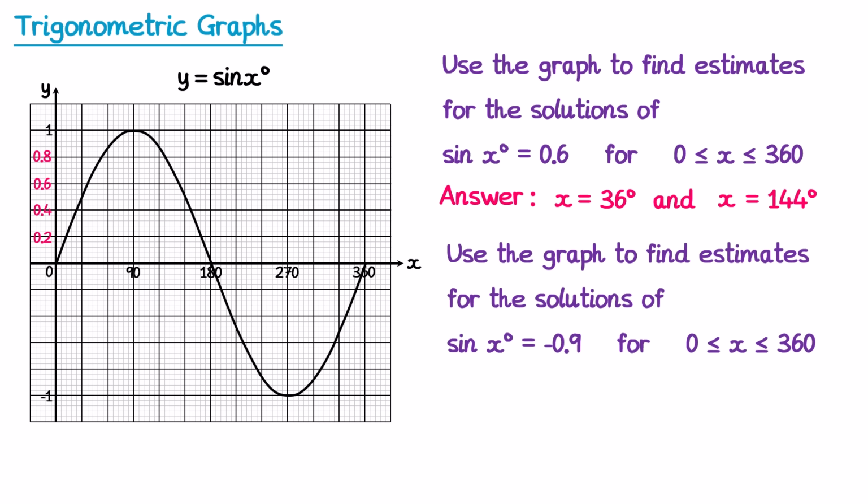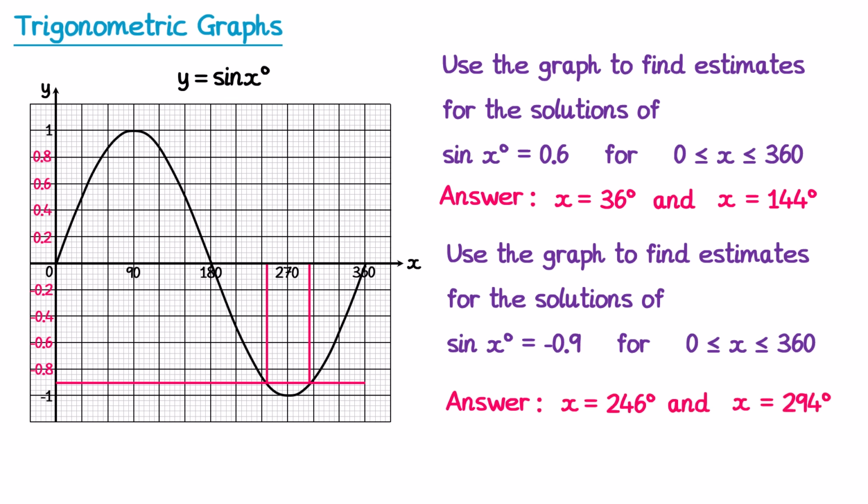Let's try another example. So for this one, we're going to use the graph to find estimates of sin x = -0.9. This time then, we're looking for the graph to give us values of -0.9. So if we add on the scale at the bottom, -0.2, -0.4, -0.6, and -0.8, and we want to draw a horizontal line at -0.9, you can see there are still two places where this graph crosses. So if we draw lines back to the x-axis, we can see there are two values that we need to find. This time it's 1 square past 240, so 246, and then 1 square before 300, so 294.